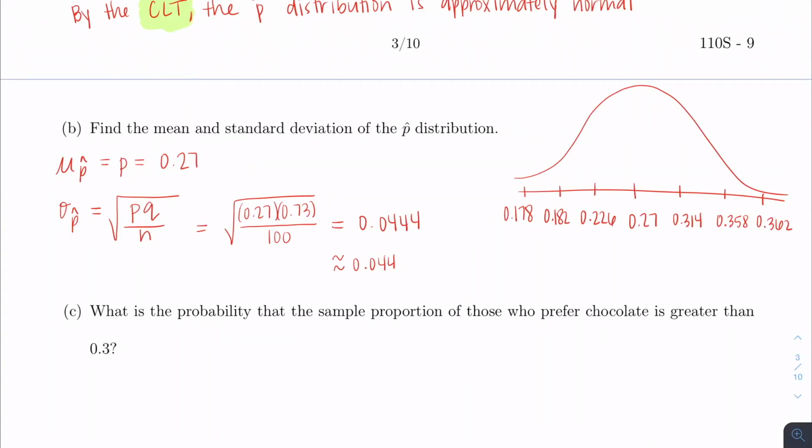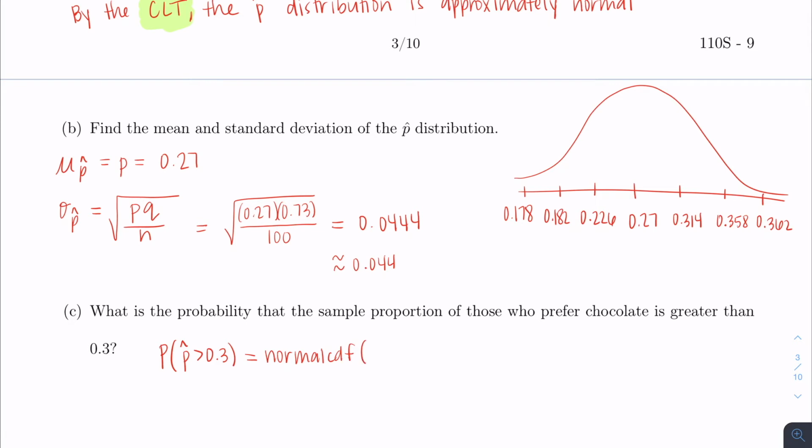If we start working on part C, the very first thing we should do is rewrite this in probability notation. So we're going to have the probability that p-hat is greater than 0.3. If you look at the normal curve, you notice that none of these values are exactly 0.3, which means I can't use the empirical rule. Instead, you can either use the standard normal table, or, if you have a TI-83 or 84, you can use the normal CDF function.